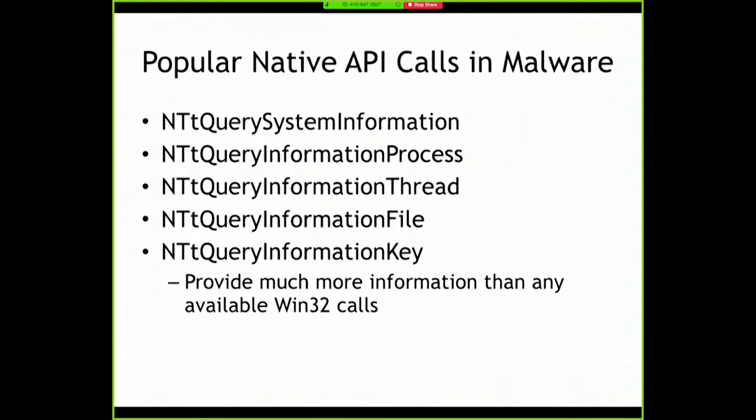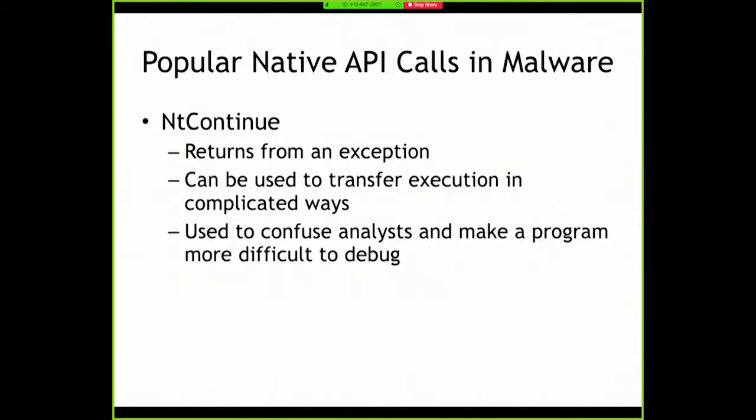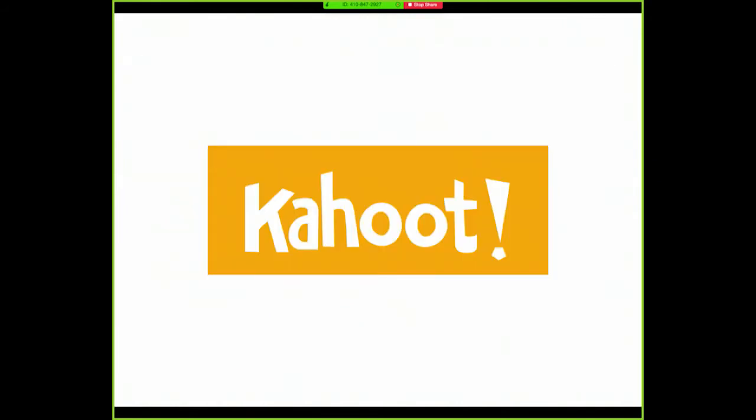So here's a few of them. NtQuerySystemInformation, NtQueryInformationFile, NtQueryKey and such. These give you far more information than any available Win32 calls. They are the low-level utilities that are actually used by the DLL that they want you to use. You can return from an exception, so you can cause an exception and then return from it and end up somewhere else, and this will confuse the poor analyst. It will not be as simple as a call or a jump. We'll see this in the malware samples. There's quite a few tricks to move to another place and confuse people.